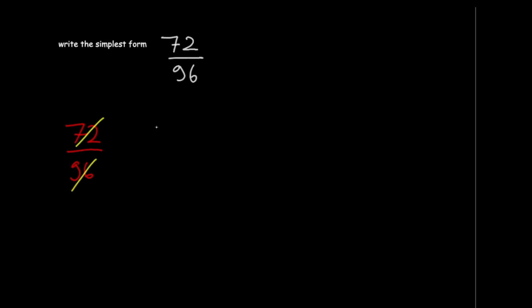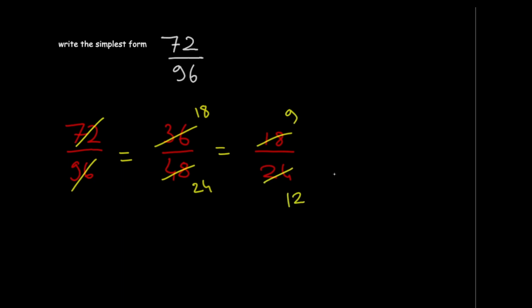Now let's divide both by 2. We get 36 over 48. As you can see, we can still keep dividing by 2. Let's divide both of them by 2. We're going to get 18 and 24. We can still divide by 2, which gets us 9 and 12.